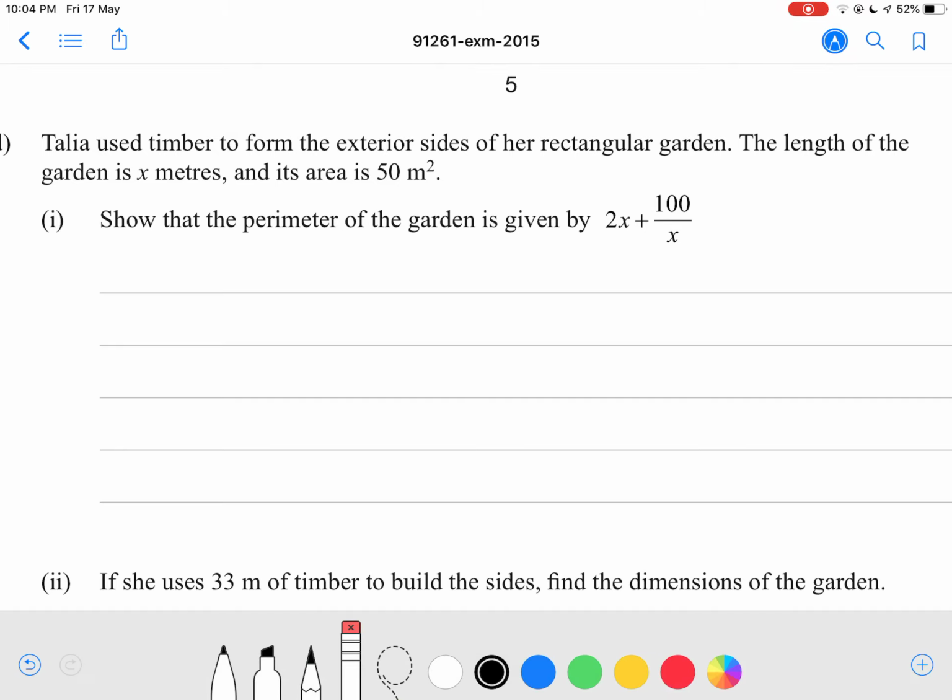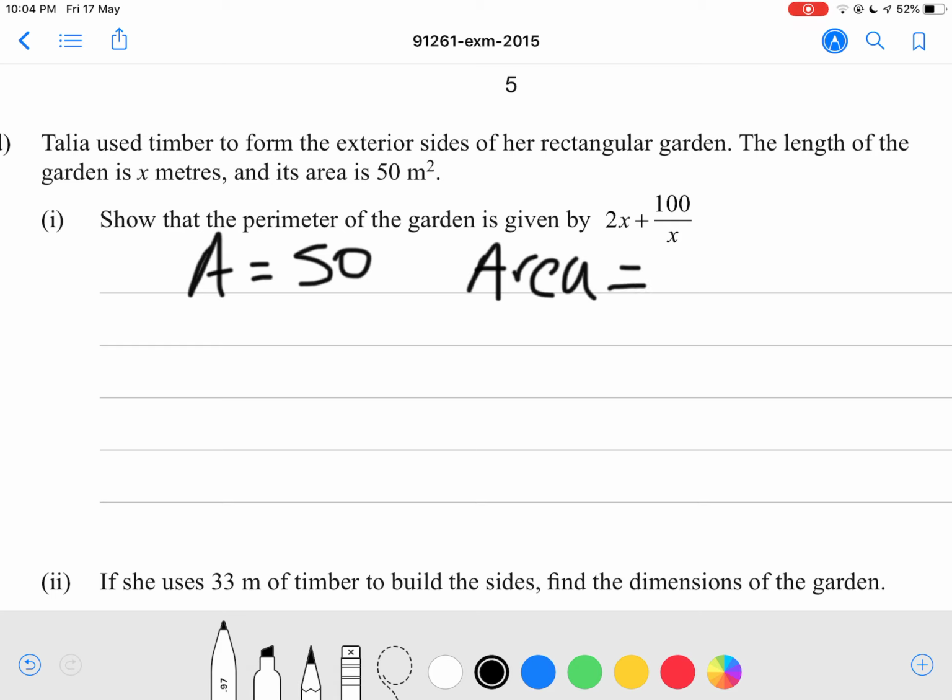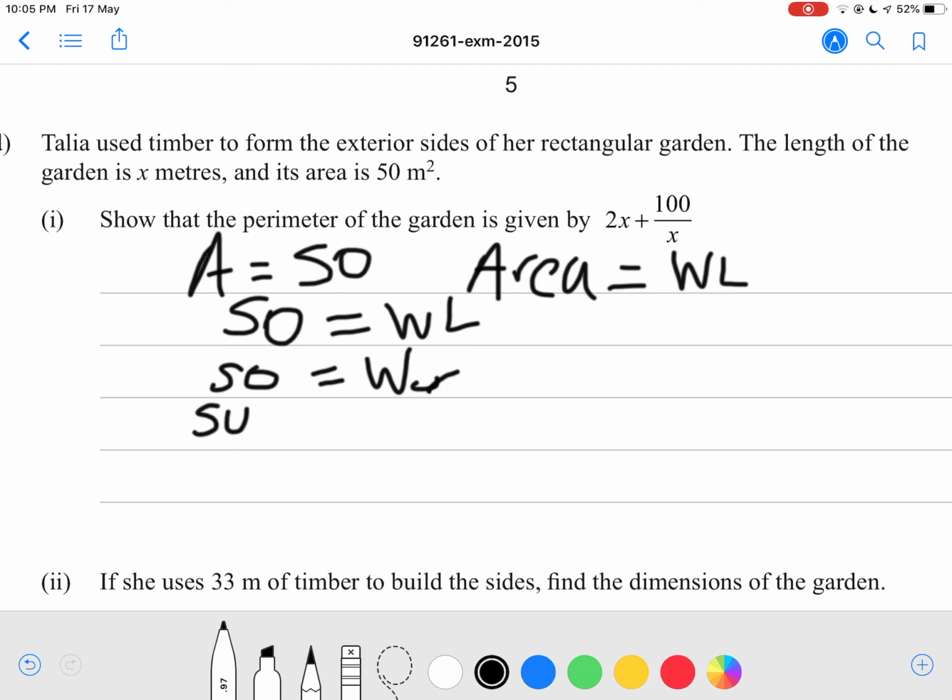Because the area equals 50, and the area of a rectangle is width times length. We know that the length of the garden is x meters and the area is 50 meters squared, therefore 50 equals width times length. We substitute L equals x, so 50 equals Wx. So 50 divided by x equals the width.